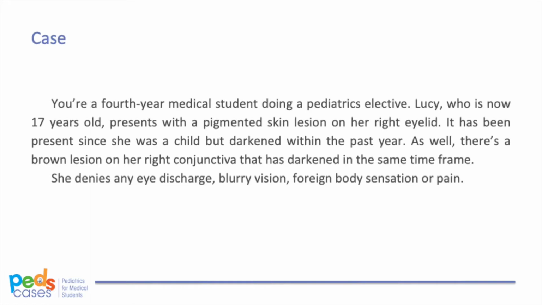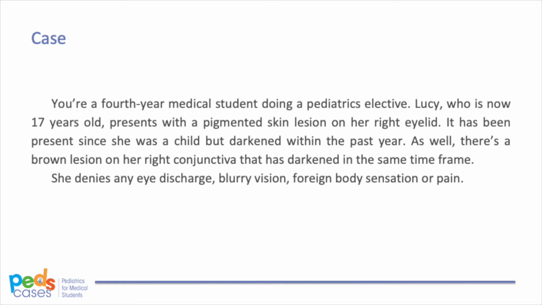First, we'd like to present a case. You're now a fourth-year medical student doing a pediatrics elective. Your first patient is Lucy, who you saw last year. Now, she's 17 years old, presenting with a pigmented skin lesion on her right eyelid, and she is accompanied by her mother. Upon further history, Lucy had the lesion since birth, when it was barely noticeable. Until about 3 to 4 years ago, the skin lesion had been gradually increasing in size and darkened from light brown to dark brown, with no change in border or shape of the lesion.